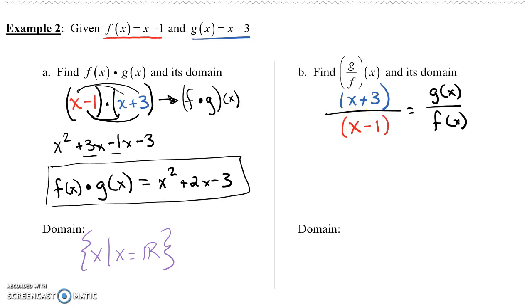So now we got to talk about the domain. Well, the domain of f of x is all real numbers. The domain of g of x is all real numbers. So the domain of the quotient takes on all real numbers.